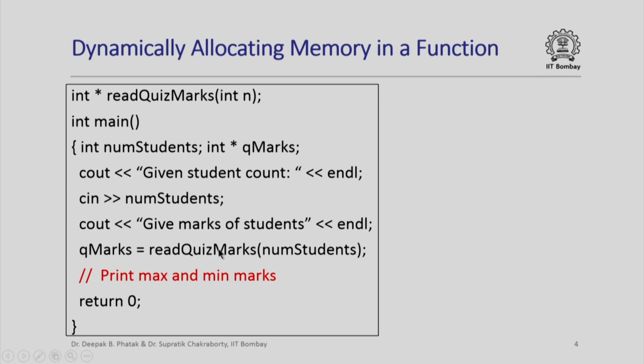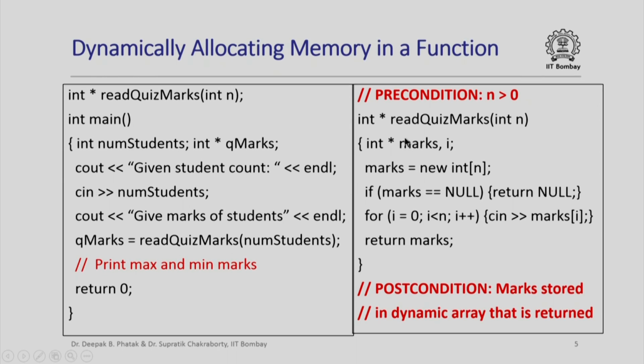And what I expect this function to do is to dynamically allocate an integer array of the same size as the number of students, read in the marks of all the students into that array, and return to main a pointer to the first element in that array of integers. So q marks has to be a pointer to an integer. So as you can see, read quiz marks will basically take in an integer number and it will return a pointer to an integer. How might this function read quiz marks look like?